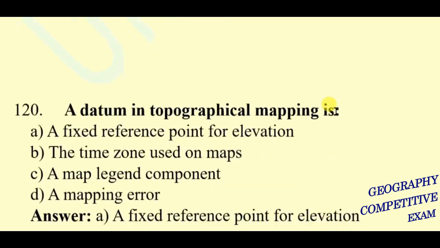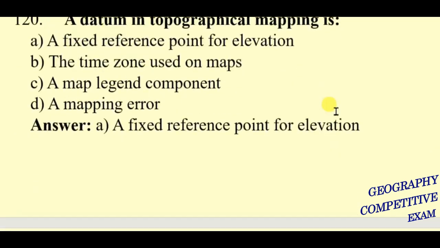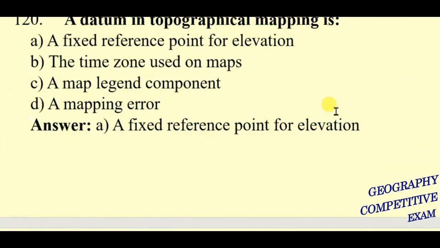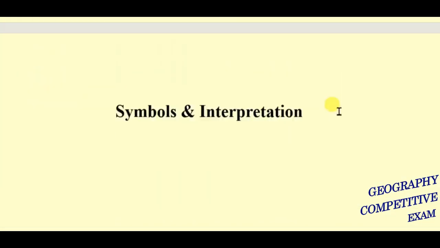Question 120. A datum in topographical mapping is a fixed reference point for elevation, a time zone used on maps, a map legend component, a mapping error. Here the right answer will be a fixed reference point for elevation. It's called a datum.